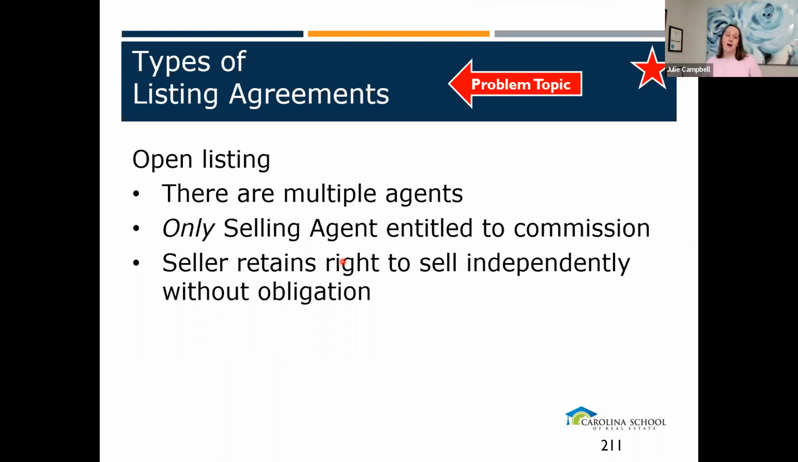However, they can still be out there, maybe smaller markets, smaller than the Triad and Charlotte. So we do need to be aware of them. Your firm will have a policy on hand of how to handle all these. So this is the less favored one.